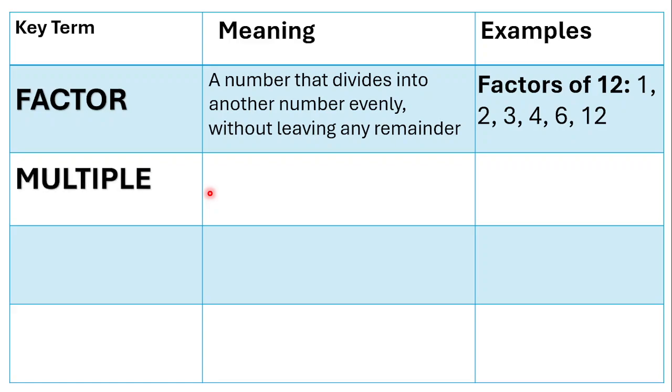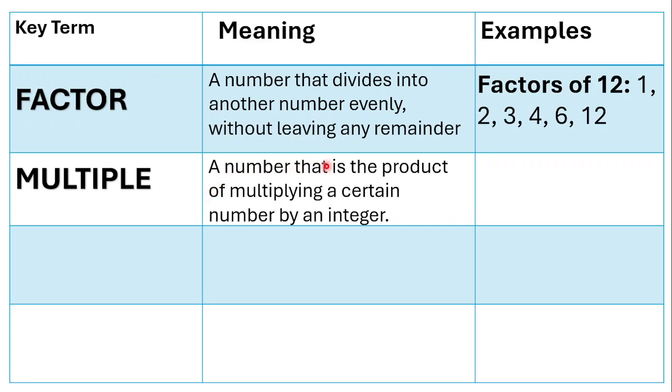Next, let's consider multiples. Now, what is a multiple? A multiple is a number that is the product of multiplying a certain number by an integer. When you hear multiple, think multiply, think multiplication table, think product.